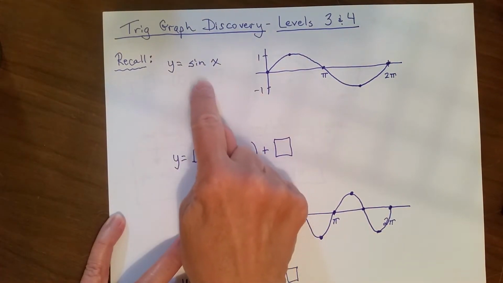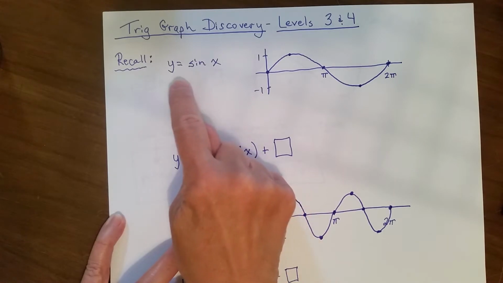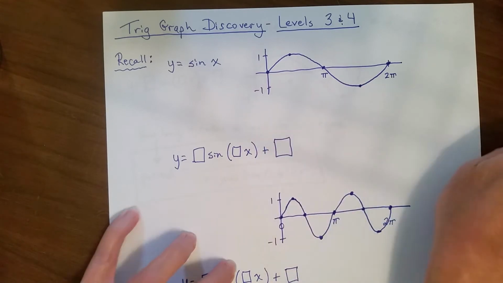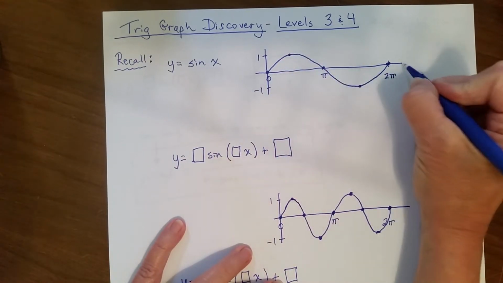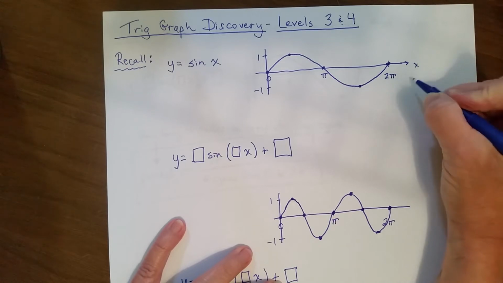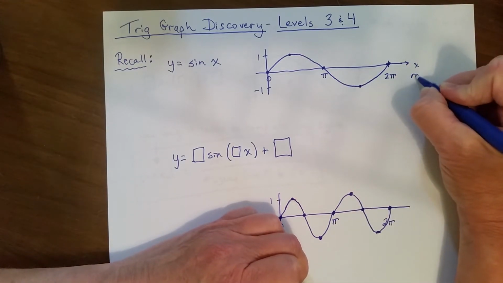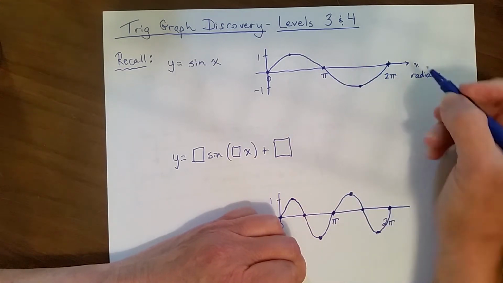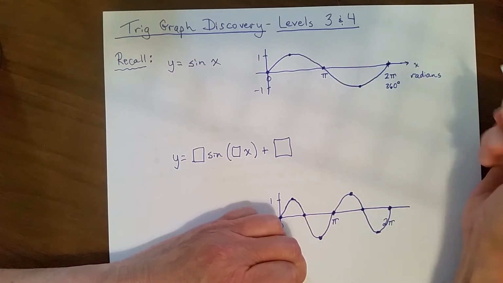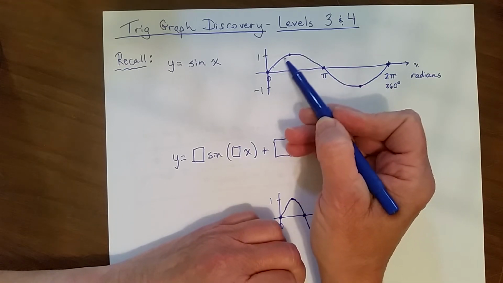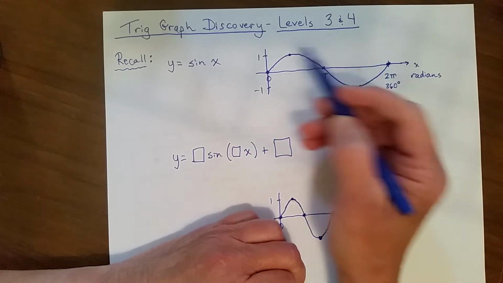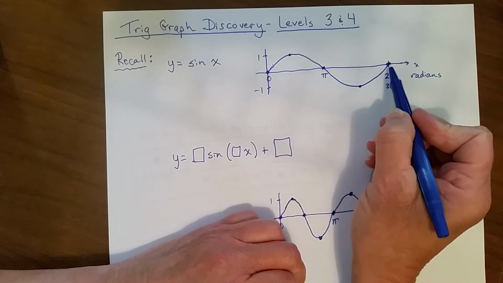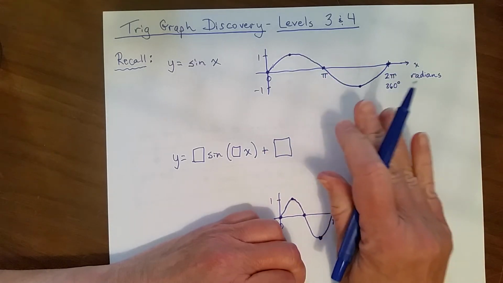But first let's recall what the regular sine function looks like. If it's just y equals sine x, it looks like this. It starts at 0 and it ends at 2 pi along the x-axis. This along here stands for radians. So it takes 2 pi radians, which is 360 degrees, for the sine value to cycle through all of the values. So it gets to a max of 1, comes back, goes to a min of -1, and comes back. Okay, that's your basic sine curve.